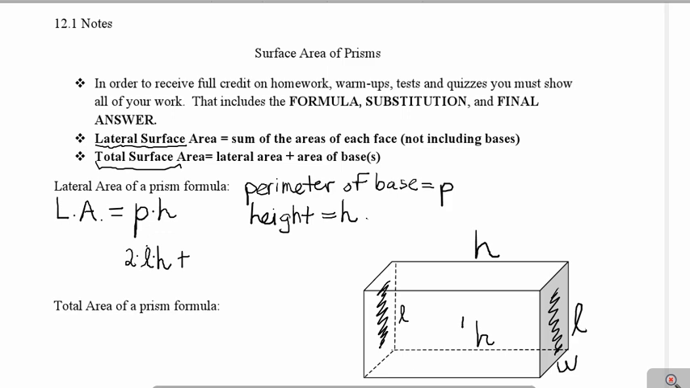Then I need to add the areas of the other two rectangles. The other rectangles are the ones on the top and the bottom. So I know one of the sides is equal to the height and the other side is equal to the width.